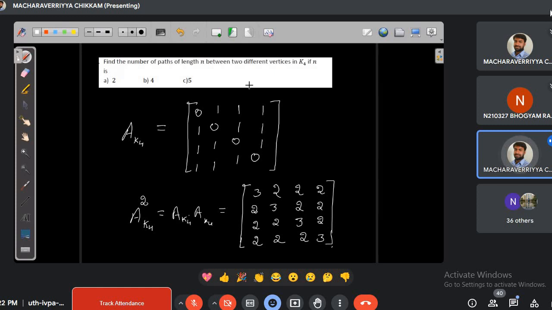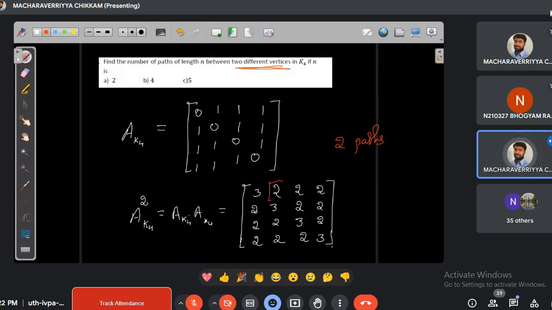So the question is about two different vertices. They are not asking about the same vertices. If they included the same vertices, then I would need to consider the diagonal elements. Since they are asking about different vertices, you just look at the non-diagonal entries. So the answer to this question, when it is 2, is 2 paths. If you take any two different vertices, there are 2 paths of length 2 in K4.